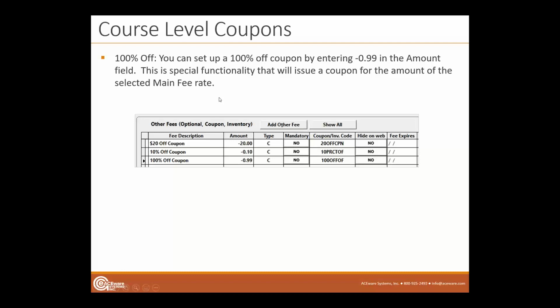You can set up 100% off a coupon by entering .99 in the amount. That special functionality will, I'm sorry, I said before 99% off, but they will actually get 100% off if you put in the .99.